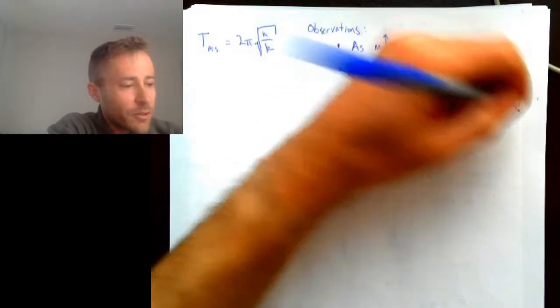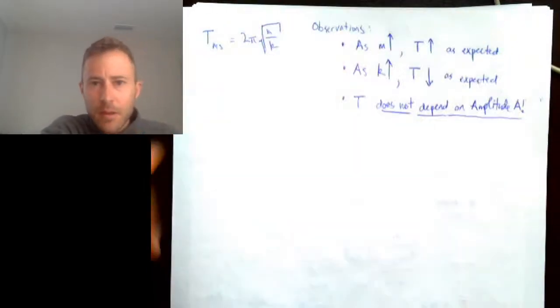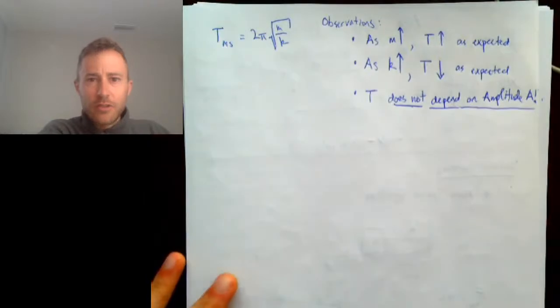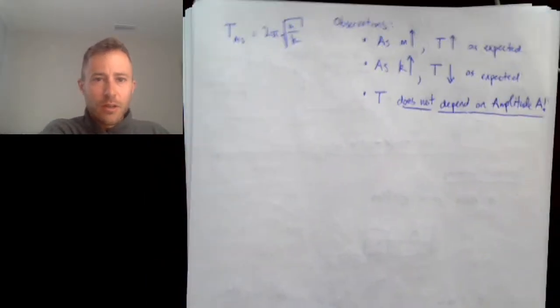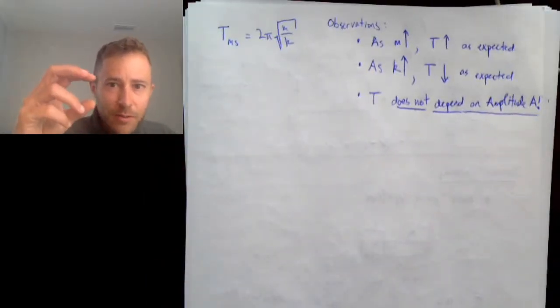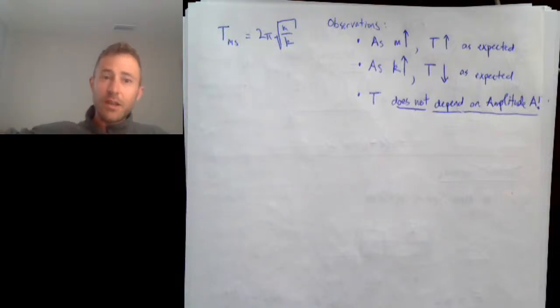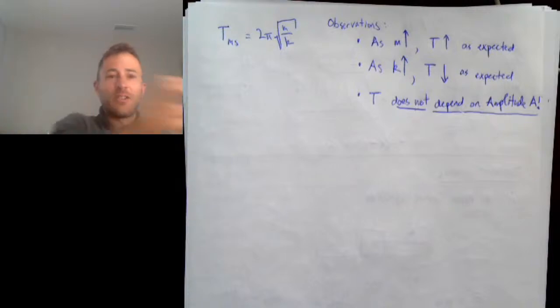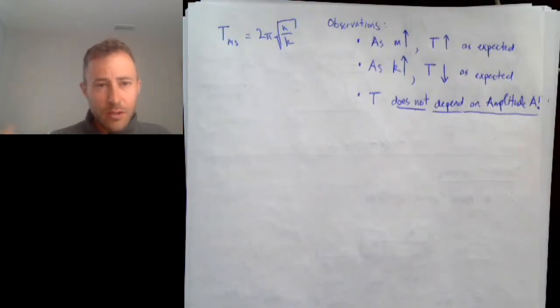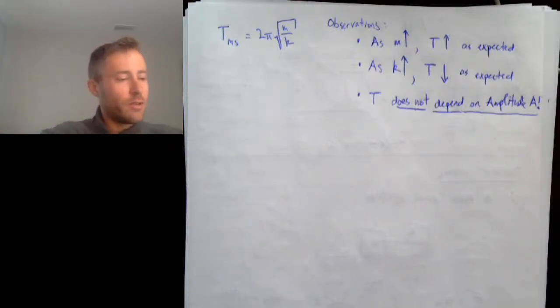And I'm going to put an exclamation point there. The period does not depend on amplitude. So in other words, it doesn't matter if you pull the mass a little bit to the side and release it, or if you pull the mass a huge amount to the side and release it. It's going to take the same amount of time to go back and forth. So that might be a little bit counterintuitive.